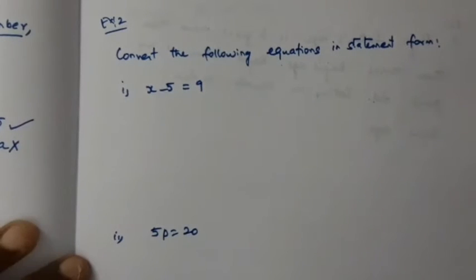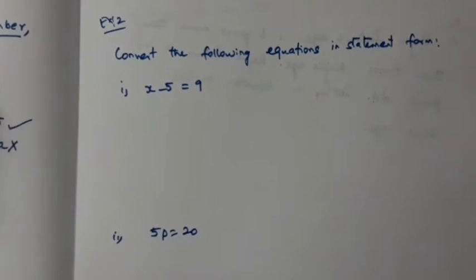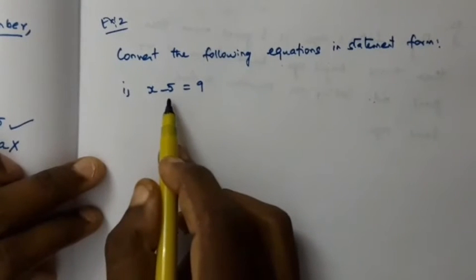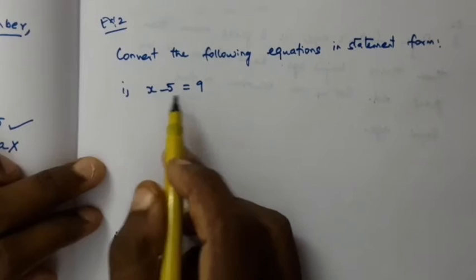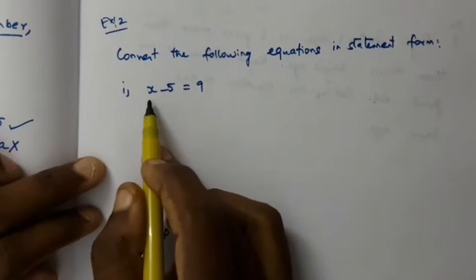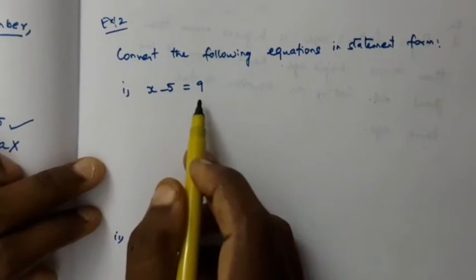Now we will go to the second example. Convert the following equations into statement form. Whatever we did from statement to equation, now we are going to change from equation to statement. First is x minus 5 is 9. So how can we write? Take away 5 from x, you will get 9. That is one way of writing.